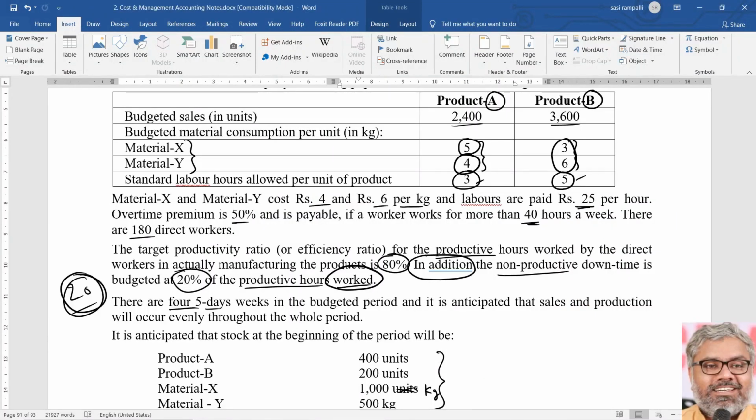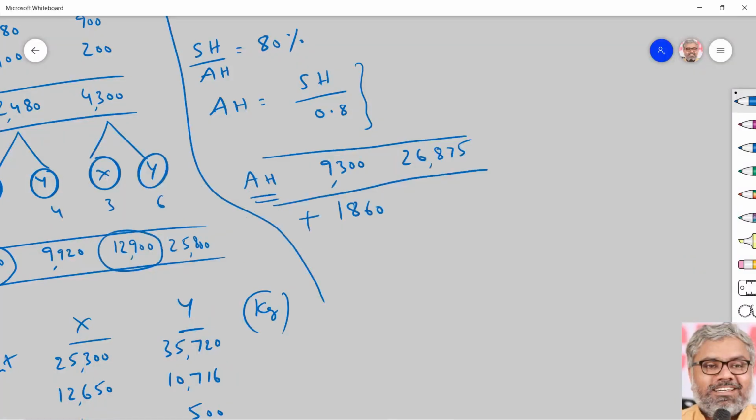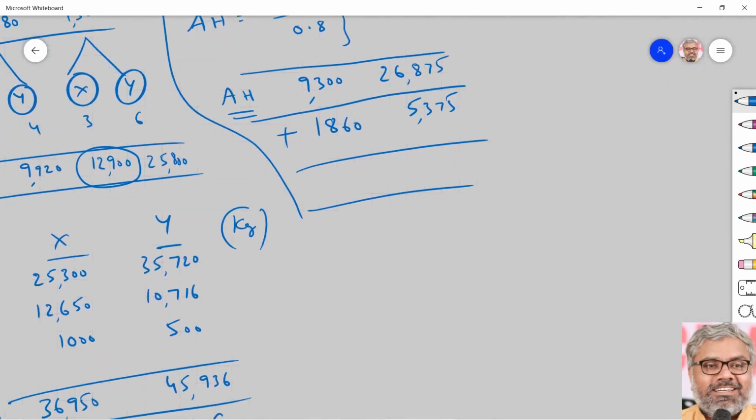26,000, both are same now. Yeah, 20%. So 26,875 into 20% means 5375. This is idle time, not overtime, idle time which is to be paid. Actual hours worked is different, actual hours paid is different.